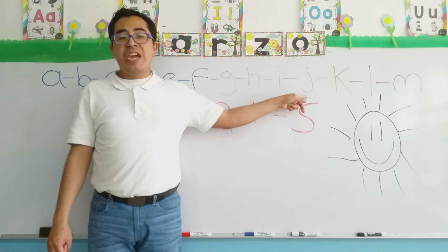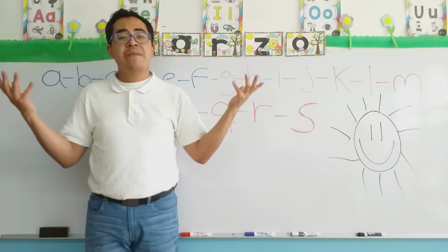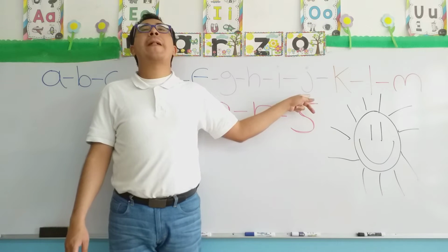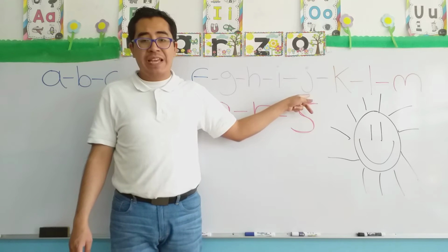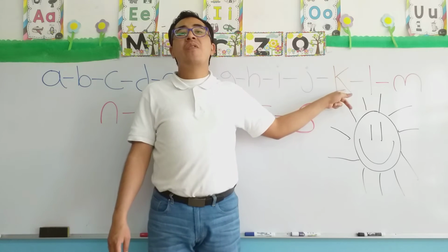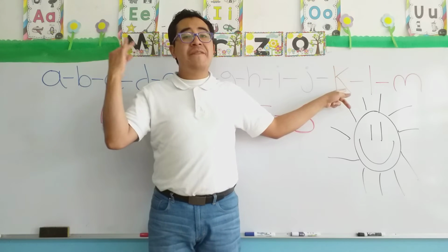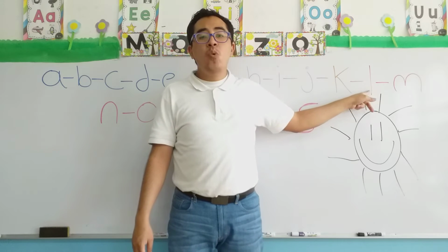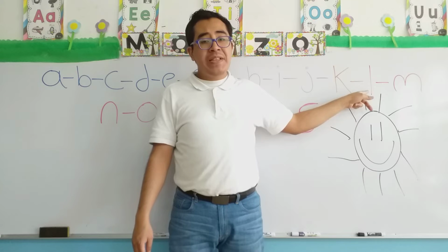For letter J, of course, my name, teacher Jacob, Jesus, Jose, that's another name that begins with this letter. For letter K, we have Karen, we have Carla. For letter L, we have Lulu, Lili, Lupita.